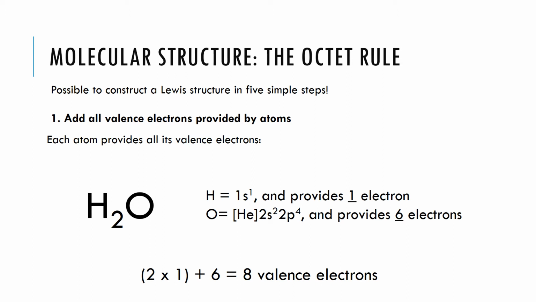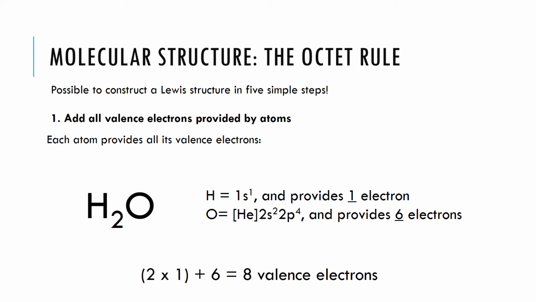So how do we construct a Lewis structure? Well, we can do so in 5 simple steps. The first thing we need to do is to add all of the valence electrons that are provided by the atoms within the molecule. And the rule dictates that each atom will provide all of its valence electrons here.